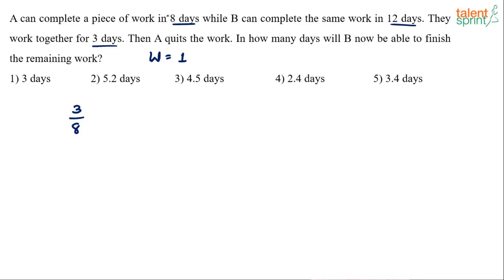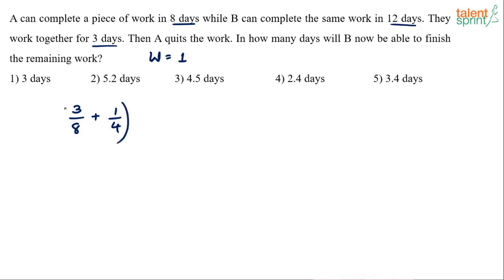Are you able to follow? A can do the full work in 8 days. So in 3 days, he will be able to finish 3/8 of the work. Look at B. B can do the full work in 12 days. So how much will he finish in 3 days? 3/12, or nothing but 1/4 of the work, right? 25% of the work B can finish in 3 days, right? So if he has worked for 3 days, he'll be able to finish 3/12, which is 1/4, 25%.